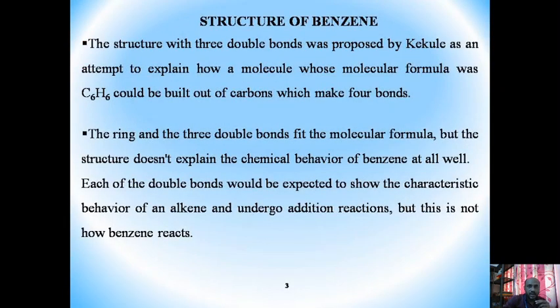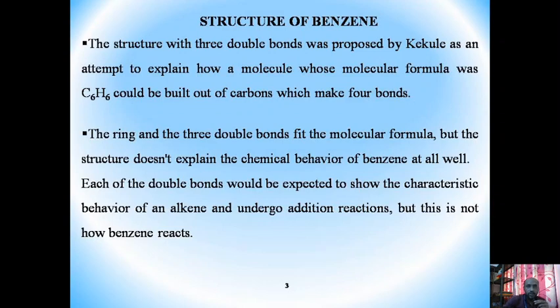So the structure with three double bonds was proposed by Kekule as an attempt to explain how a molecule whose molecular formula was C6H6 could be built out of carbon, which makes four bonds. The ring and the three double bonds fit the molecular formula, but the structure does not explain the chemical behavior of benzene at all.